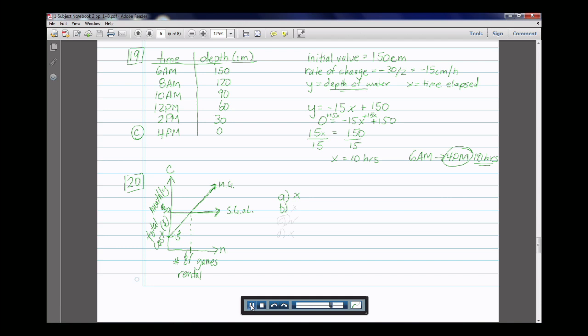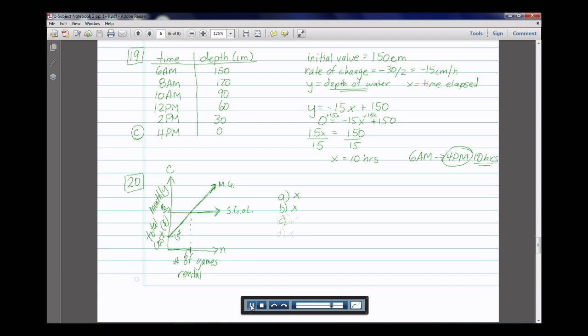Then you read B. It costs less to rent from Mighty Gamers after 30 games. Well, if you take a look at Mighty Gamers, the only place where Mighty Gamers is less is when it's less than 6 games. So they're trying to point out, making sure that you know that you read the number of games off the x-axis and not the y. So B is not right. You take a look at C.